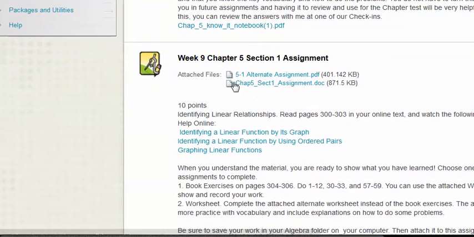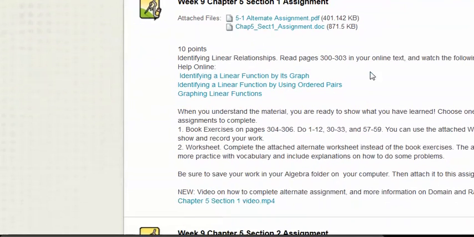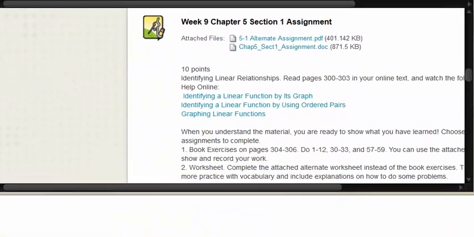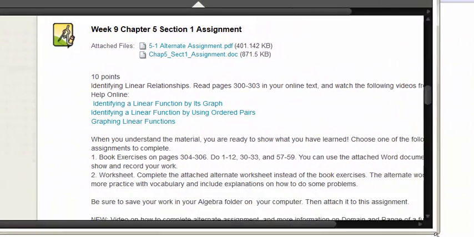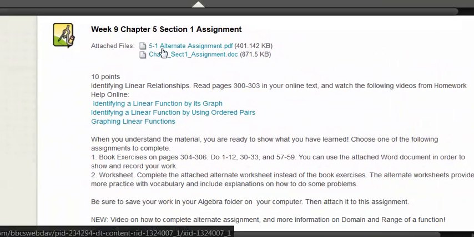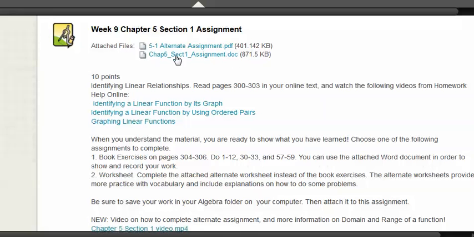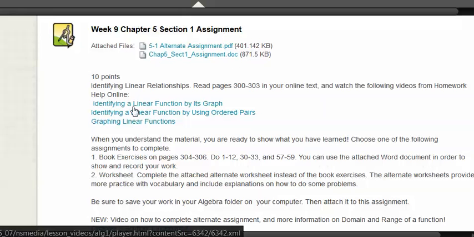Here's the first assignment I want to work on for this video, and it is the Chapter 5, Section 1 assignment. You can use either one of these assignments. I'm going to use the alternate assignment because it has lots of explanations at the top of the page. But before you do that assignment, you should watch these 3 videos. When you watch these videos, you click on it, and it should open up right to the page.